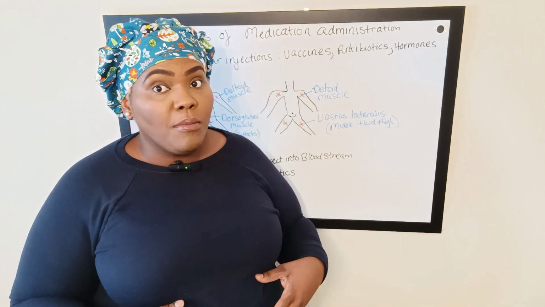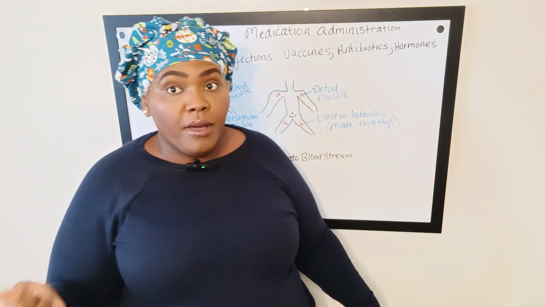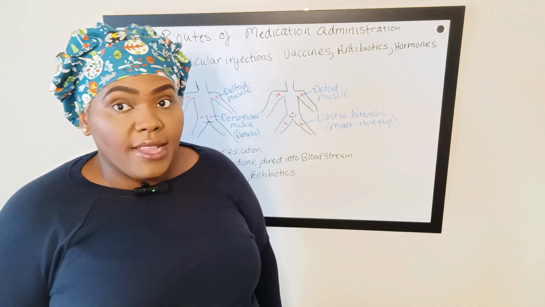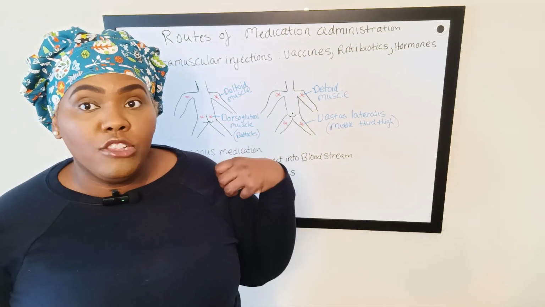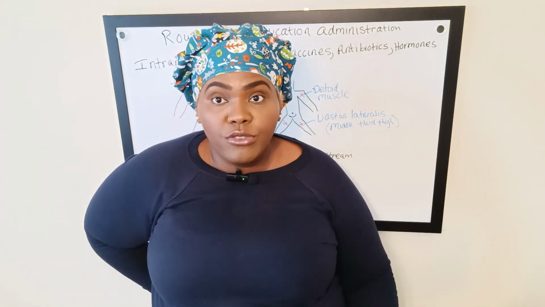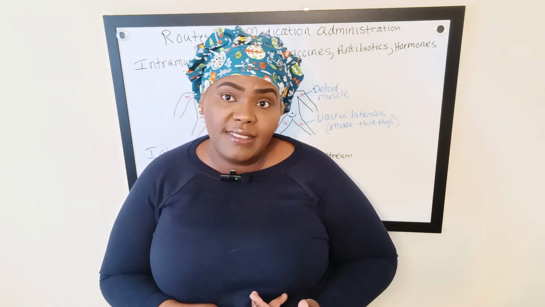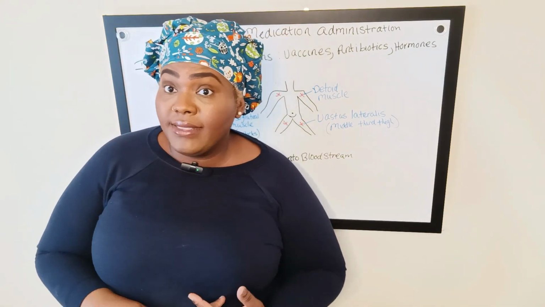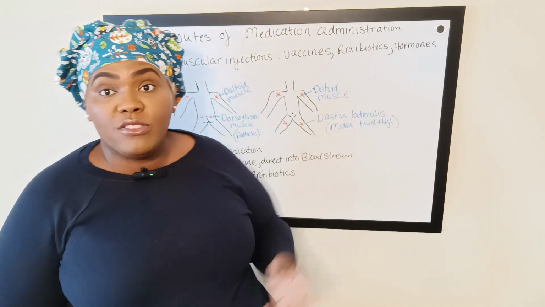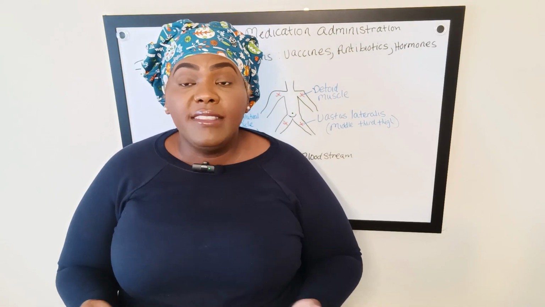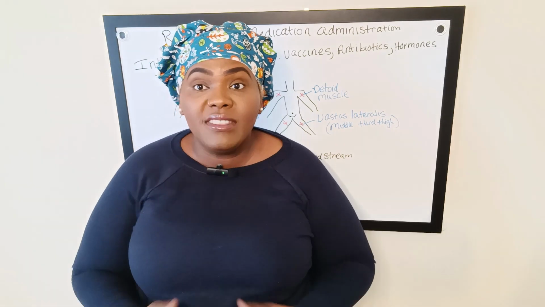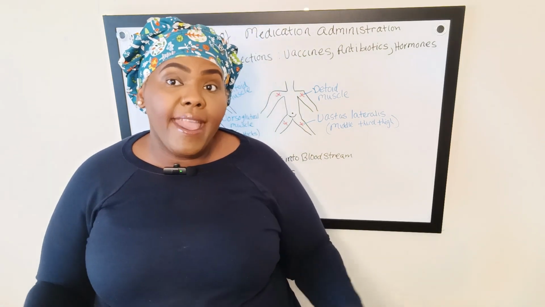Nowhere else, not the stomach, not the front. Always remember, deltoid, vastus lateralis, dorsogluteal. Remember, deltoid, vastus lateralis, dorsogluteal. What do we give with IM injection? We give vaccines, some antibiotics, and hormones as well, and in some countries they even give things like pethidine and morphine, because these can be given via IM injection.